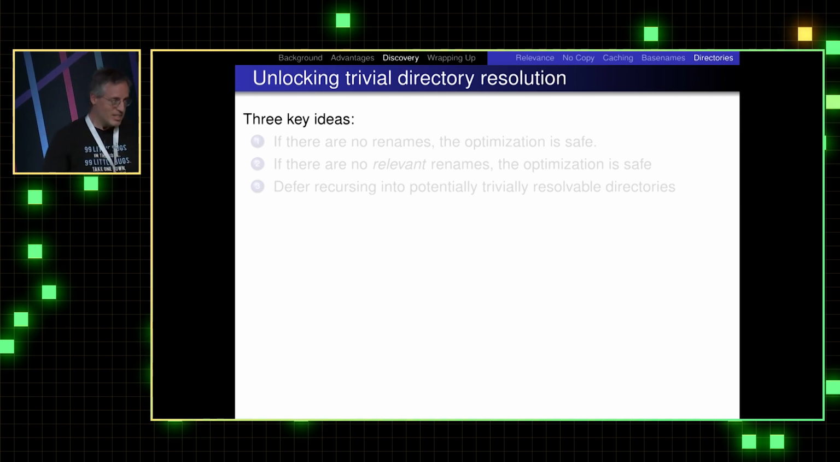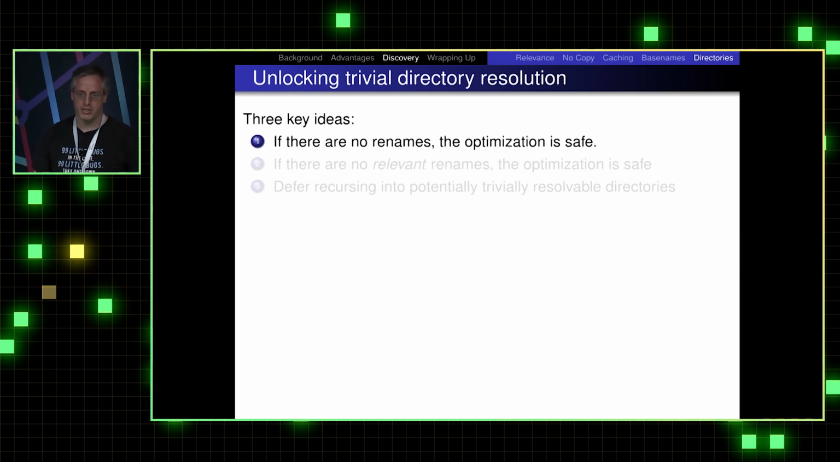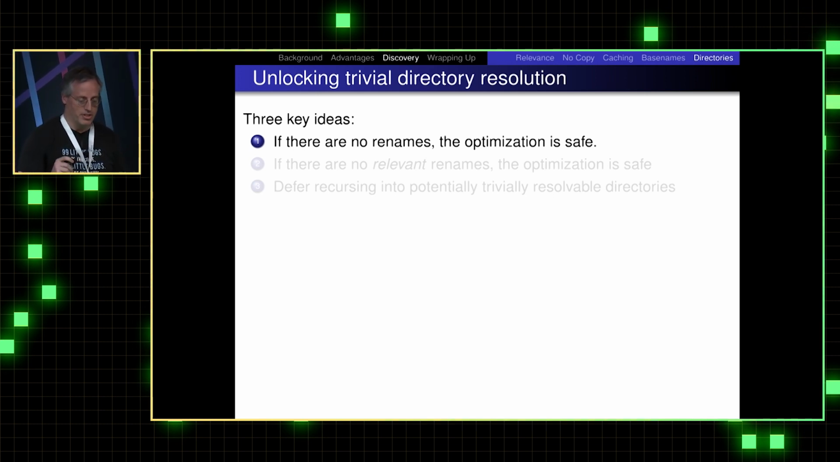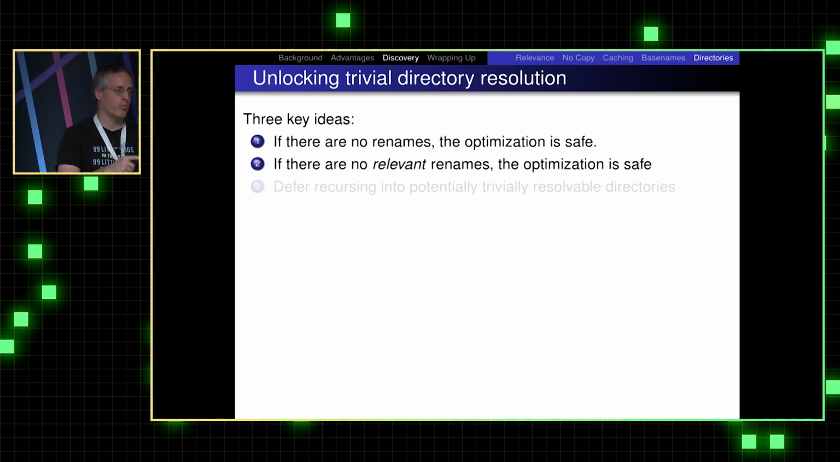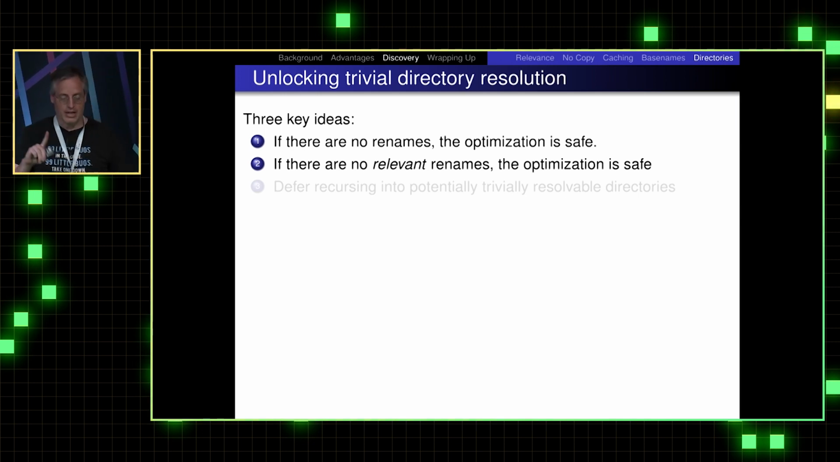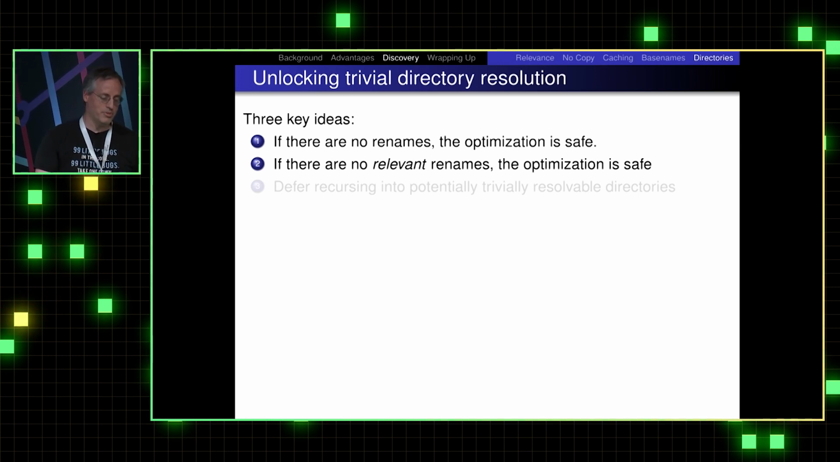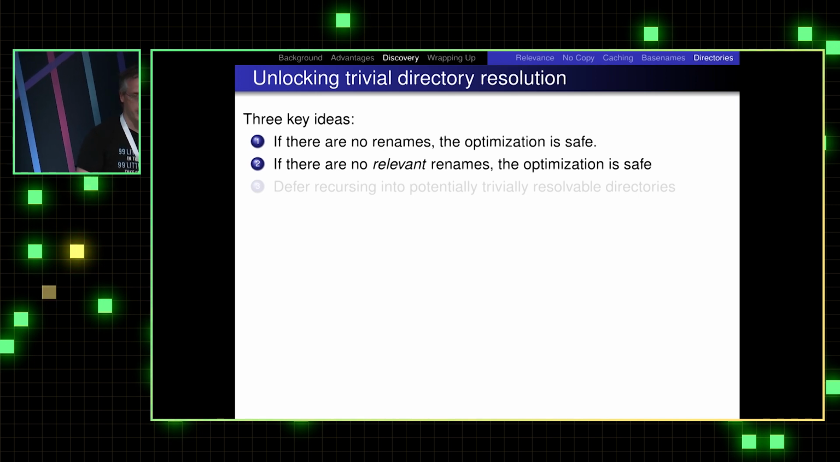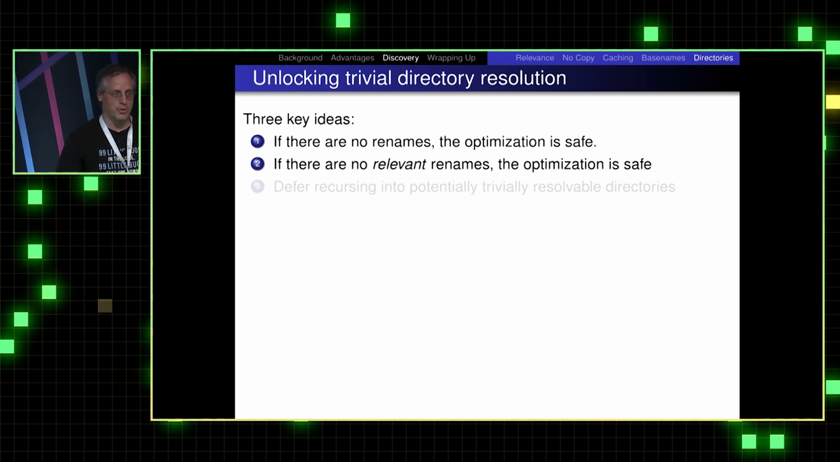First of all, if you could somehow know before you started that there weren't any renames, then this optimization is safe to do. Now if you start combining that with some of my earlier optimizations, the problem with the first one, if there are no renames, then the optimization is safe. There's no way to know if there are renames without recursing into those trees. So it doesn't actually help you.